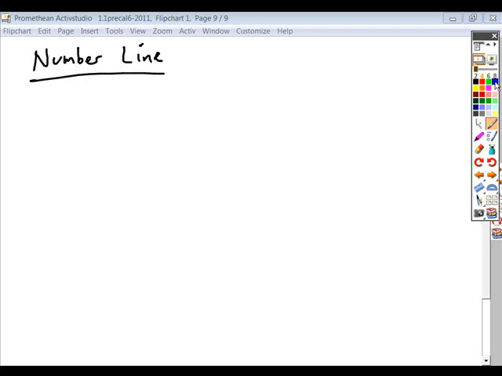A number line, again, connects to real numbers in that there's a one-to-one correspondence. Anytime you're dealing with a number line, there's one spot on this number line that represents every individual real number. So anything that can be plotted on a number line is considered a real number.